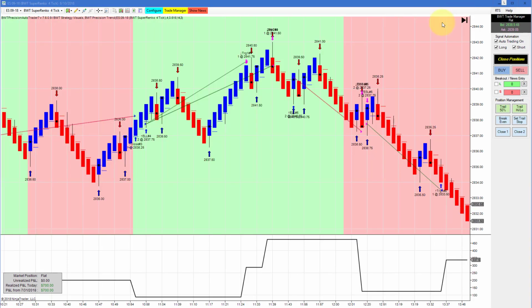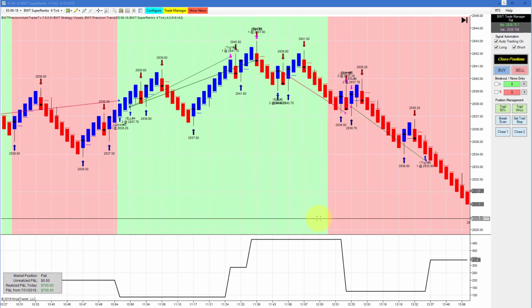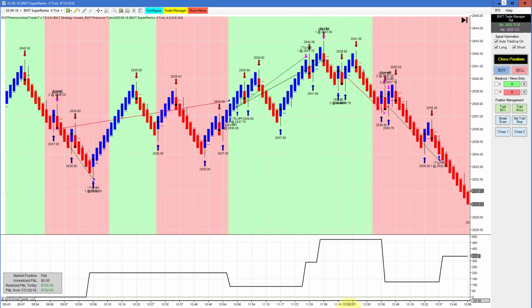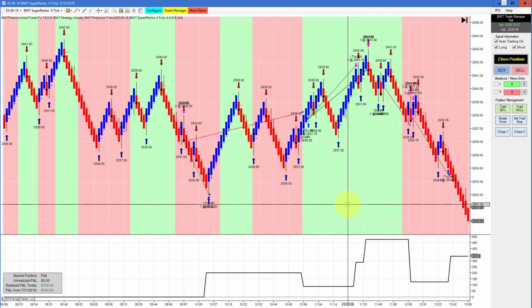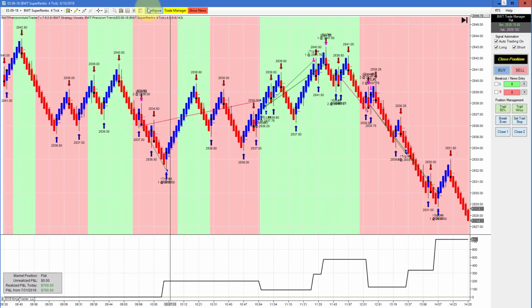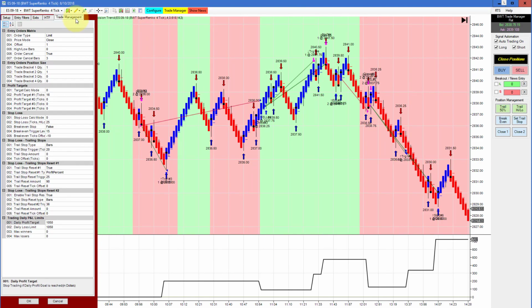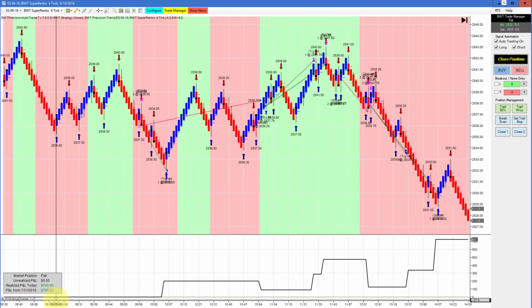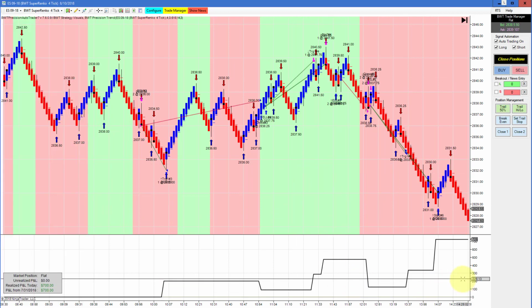Okay, the Emini S&P on a Super Renko 4 tick with a Super Renko 6 tick, it's a higher time frame, did 700 for the day, and our daily goal is 1050 here, so just shy of our goal, but still pretty respectable performance, a combination of winners and losers here.